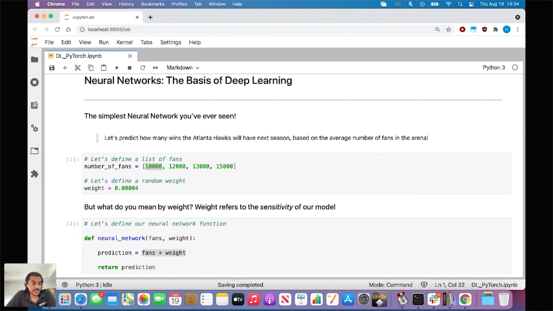Then how do we choose it? It's completely random. You can start with a completely random weight, and from there, the machine will automatically pick up and adjust as it goes along. Great questions.